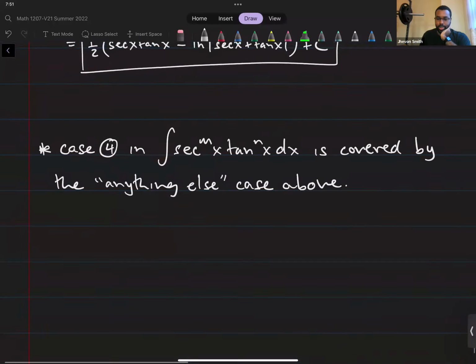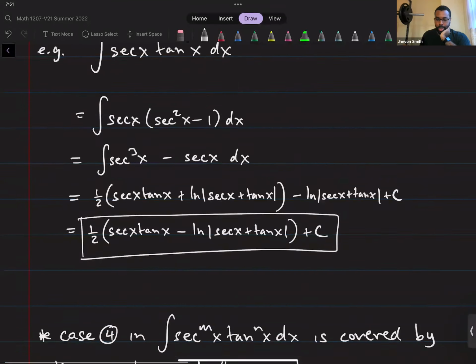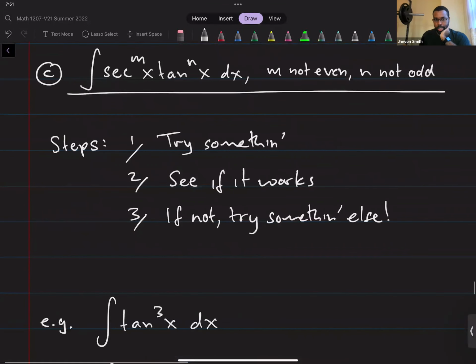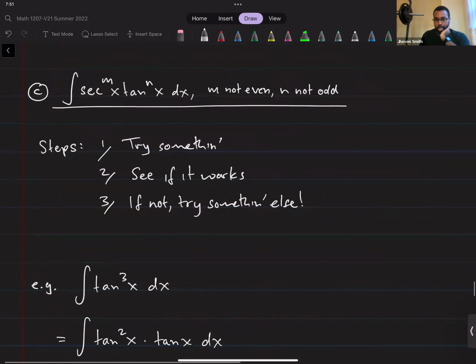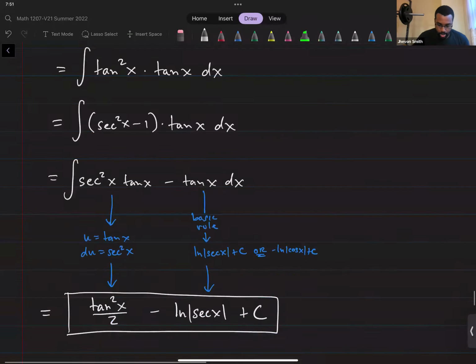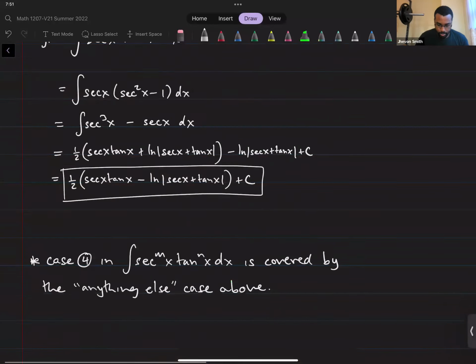But it's the sort of thing where you practice enough, you'll start to see what to do, especially in a standard Calc 2 class. I'm not going to ask you something crazy where you need some sort of 250 IQ to figure it out. If you play around with things and tinker with things enough, you'll be okay. But yeah.